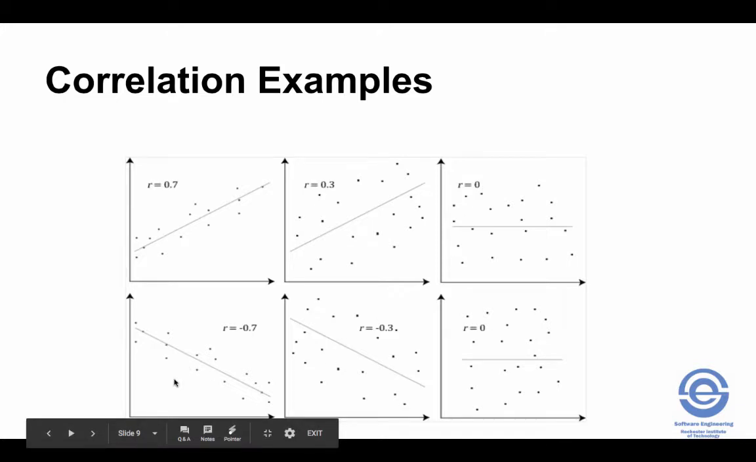Now for here, you'll notice these values actually are in the negatives because they are negative correlation. So it has a negative correlation of 0.7, and you can see it does have a tighter grouping, just like the tighter grouping for the 0.7 value. But in this case, it goes down, so it's a negative correlation.